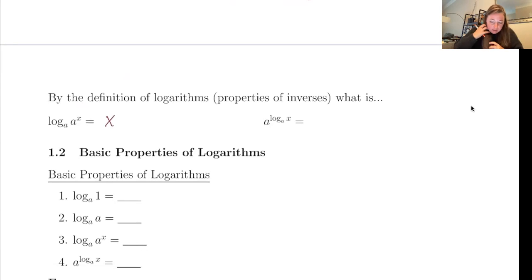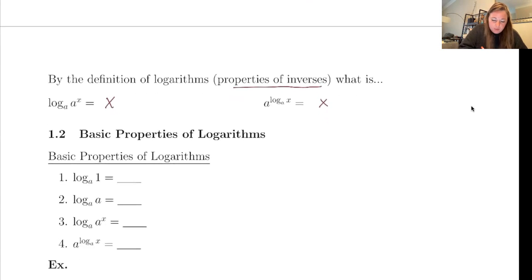This one's a little trickier. A raised to the log base a of x. Log base a of x, we talked about, that's an exponent. It says, what can I raise a to get to x? And now I'm raising a to that value. So I should get x back out. So these are properties of inverses, which is pretty cool.